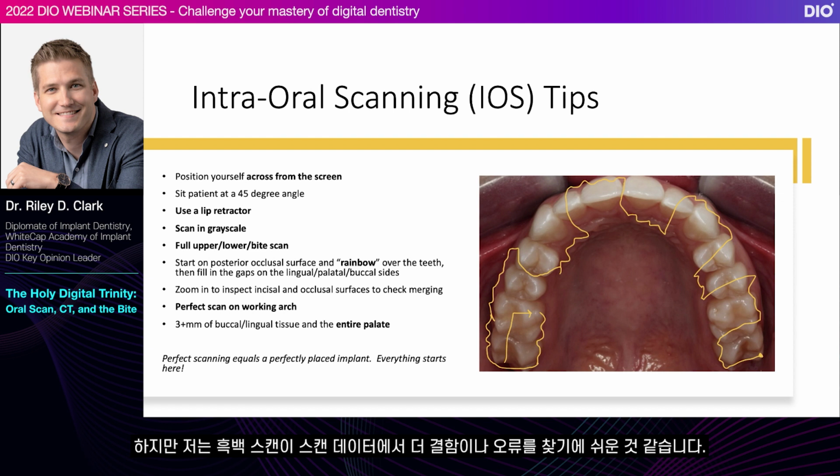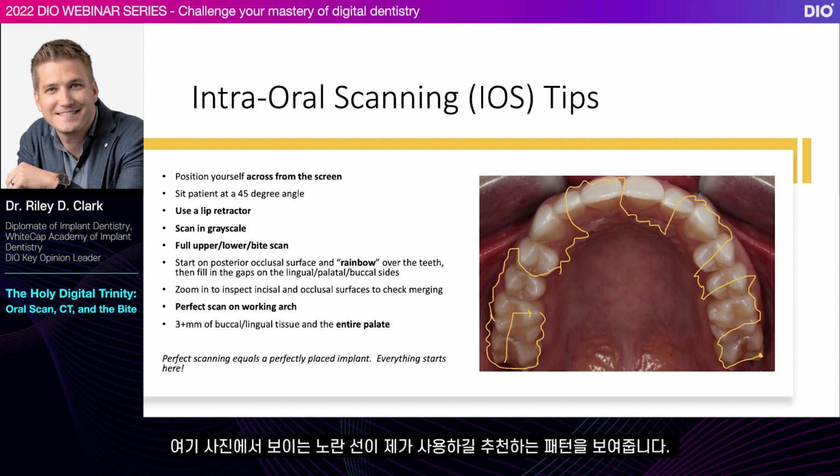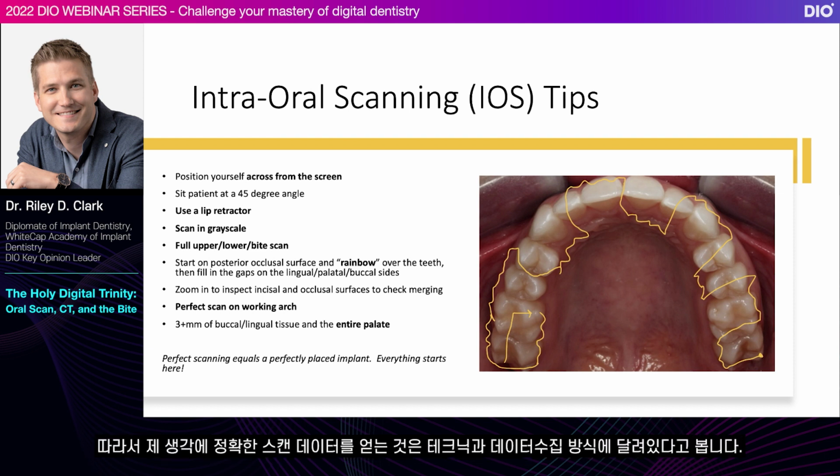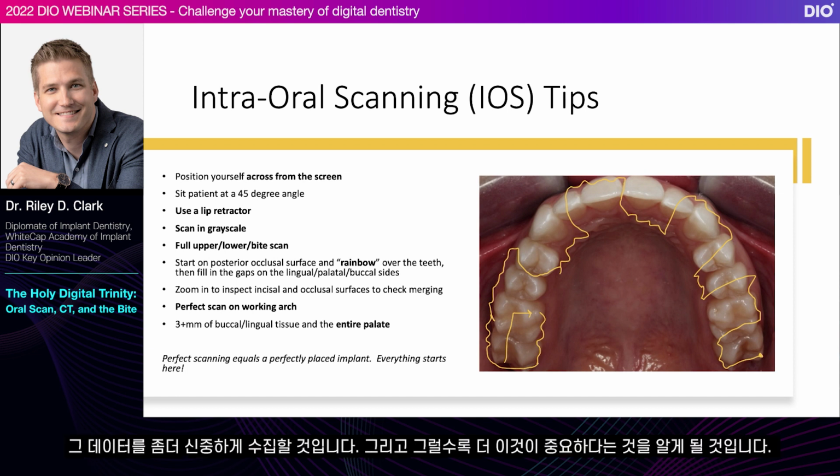What you see here in the picture, this yellow line, represents a pattern that I recommend we use. I call it the rainbow technique, going back and forth from buccal to lingual surfaces as we go across the arch. And so getting really accurate scan data, in my opinion, is all about technique and about your approach to gathering the data. If you realize that this data is essential for proper surgical outcomes, then the data is often acquired with a little bit more thought, and with more thought turns out more important.